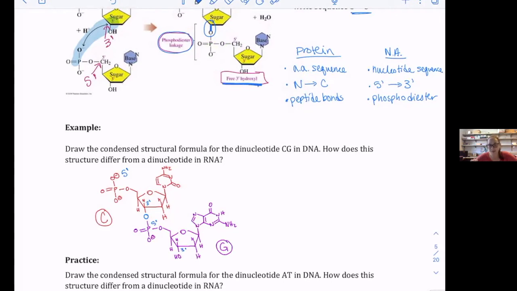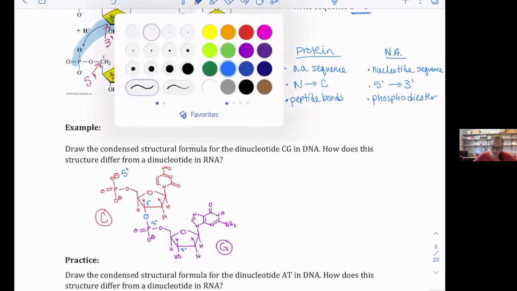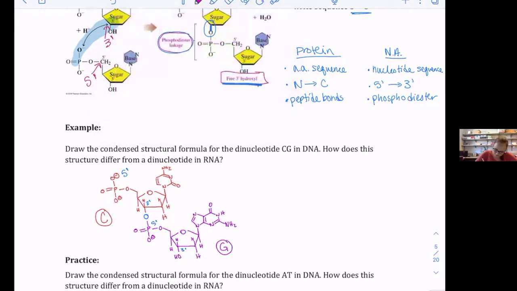The reason I said I was wrong to start with is because I had oxygens at these positions. So if this molecule were RNA, these two positions would have an OH instead of an H.